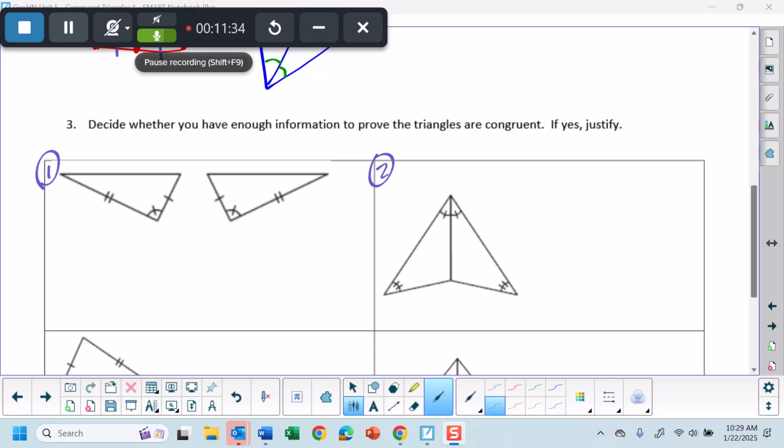All right, let's talk about number 1. What did you and your partner agree on? Everybody say it out loud. Go. Yeah, that is a side, the included angle, and the side. This side corresponds with this one. Then I have my included angle, and then I have this side corresponding with this one.